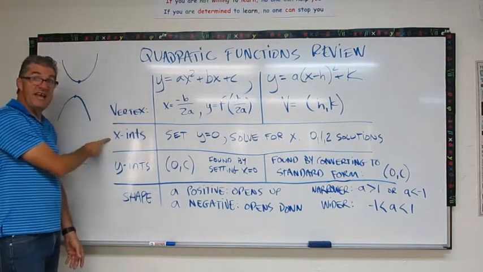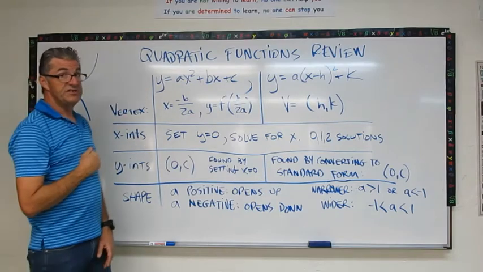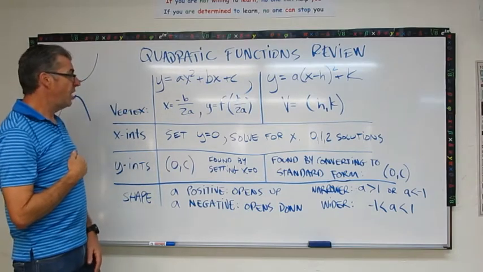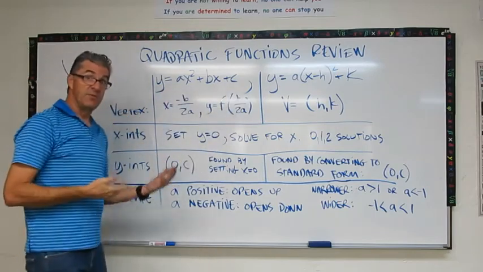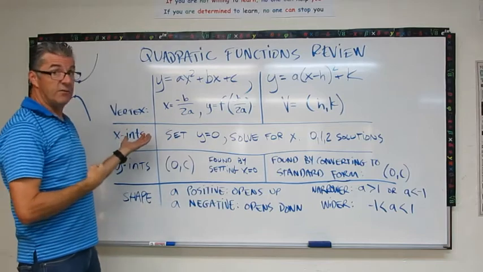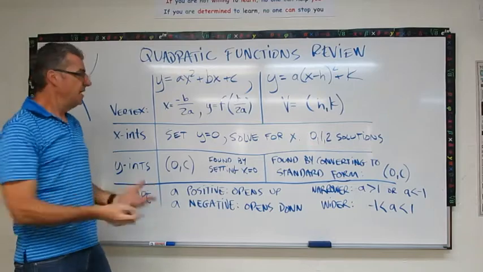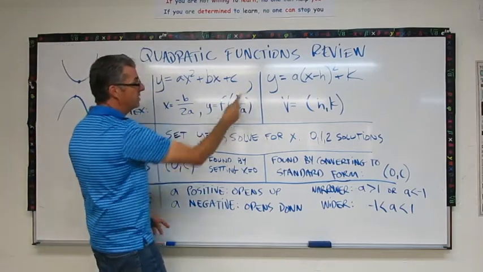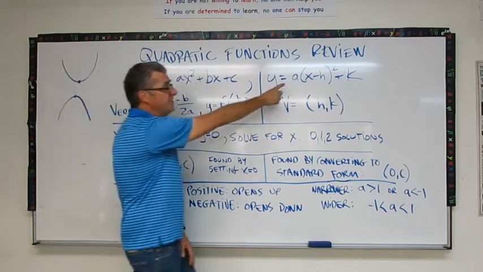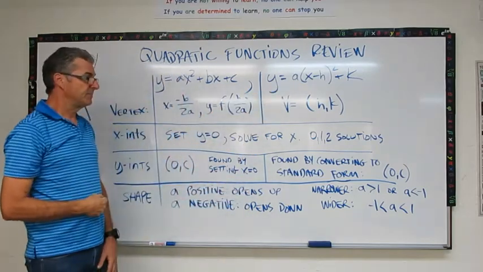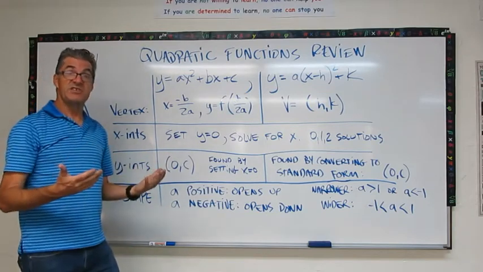Okay, let's take a look at the x-intercepts. For standard form, we just set the equation equal to 0 and solve for x. So you put 0 in for y, and then you use your techniques from the previous chapter to solve for x. That will give you your x-intercepts. And this works the same in both forms. This one might be easier to solve for x at some point, and this one might be easier, just depends on the equation.